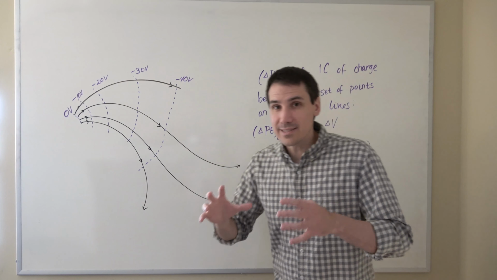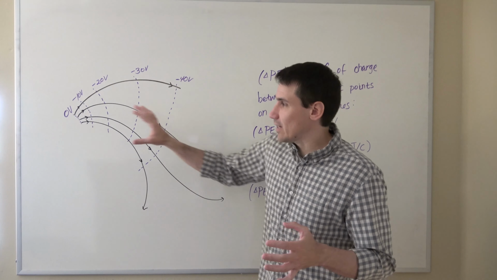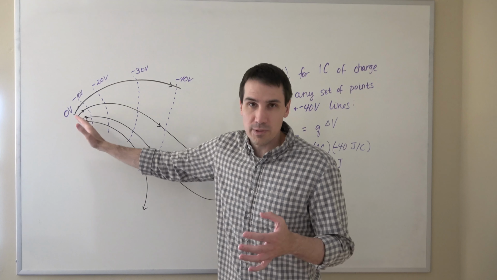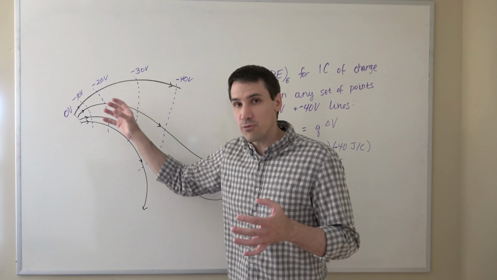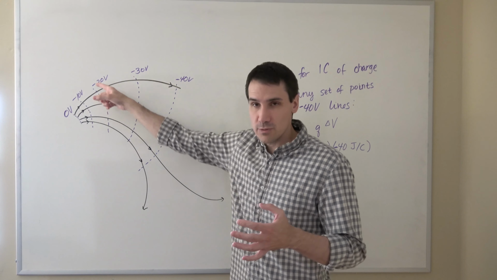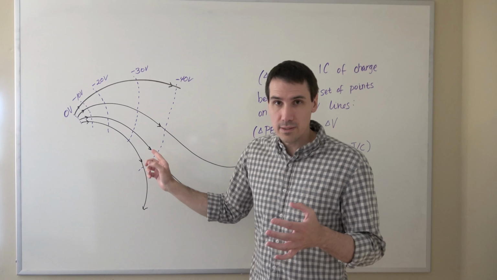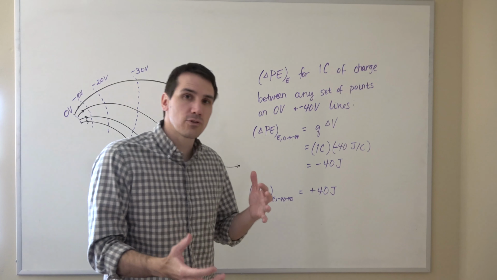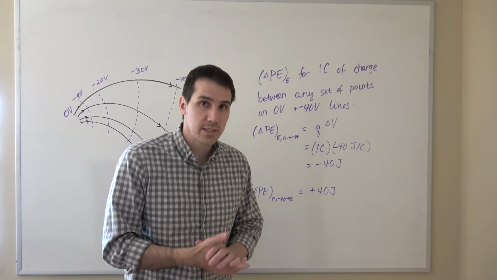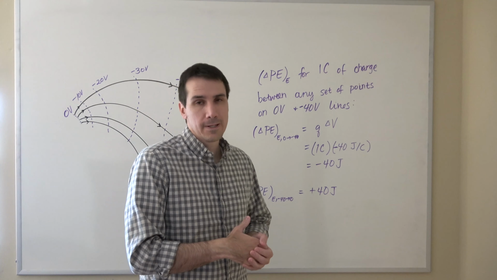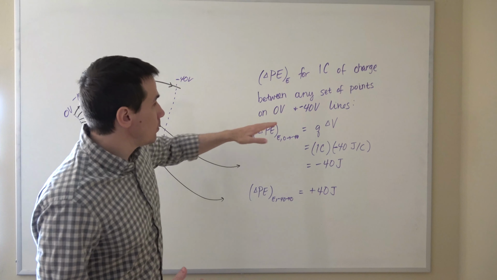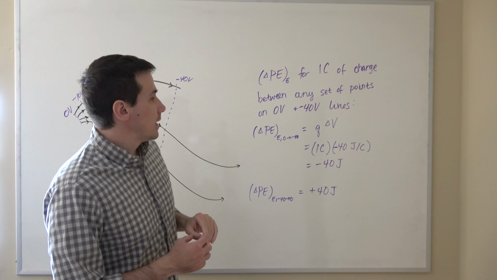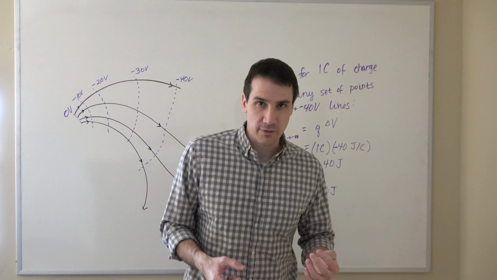Now, the nice thing about this is we don't have to know anything about the electric field if we know the equipotential lines, or if we know the potential difference between 2 points. As long as we know that, we can figure out how much potential energy a charge will gain or lose as it moves between those points. So for example, if we move from the 0 volt point to the negative 40 volt point, and say we move positive 1 coulomb of charge.